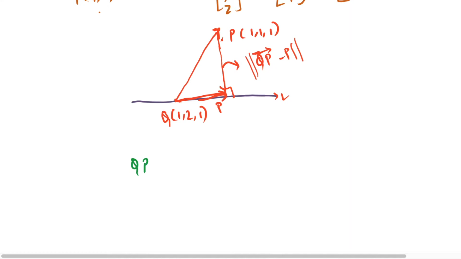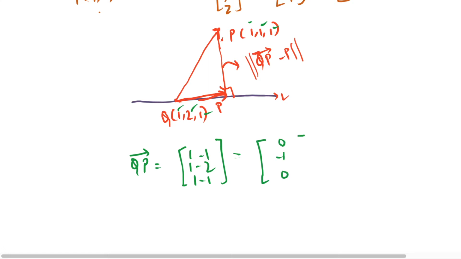So let's start by calculating what vector qp is and what vector p is first of all. So let's find what vector qp is. The vector qp will be 1 minus 1, and then the second element will be 1 minus 2, and the third element will be 1 minus 1 again. So this will be equal to (0, -1, 0).